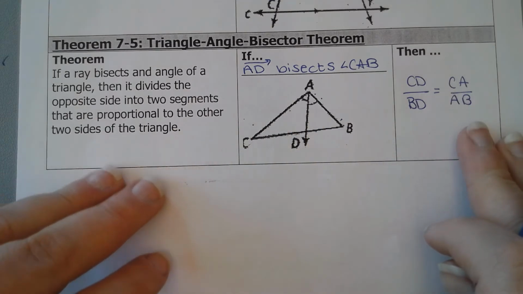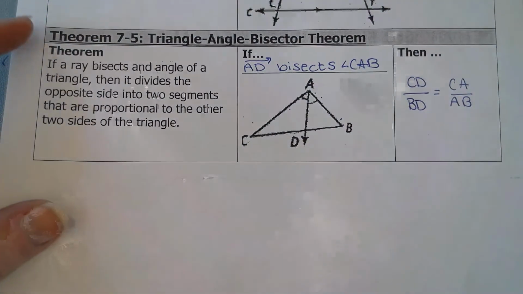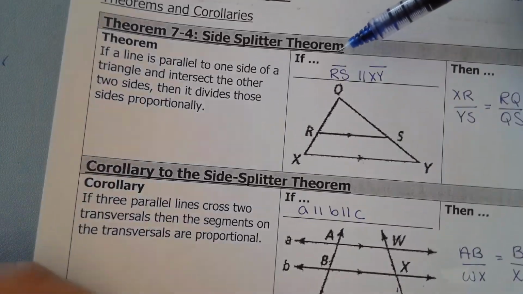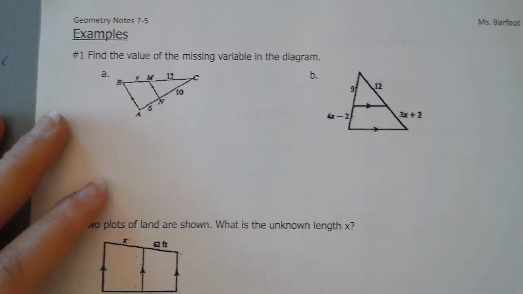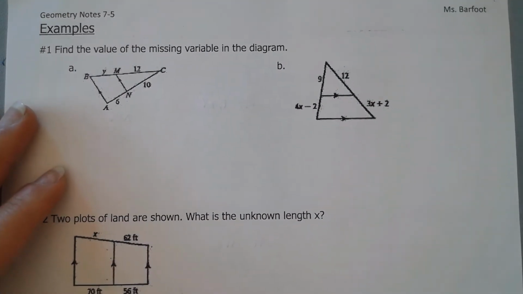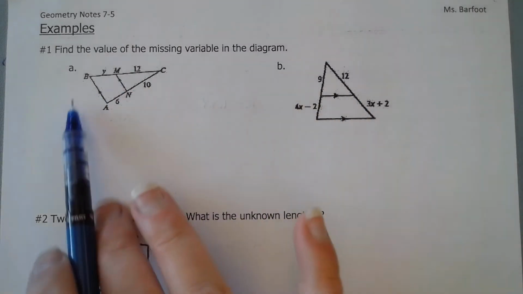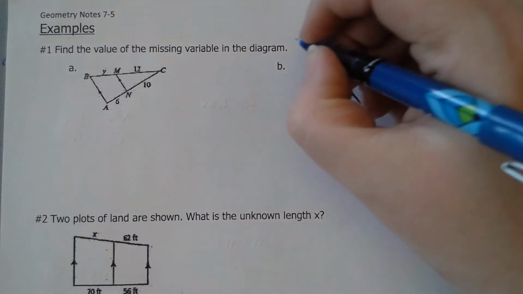So all of these are utilizing previous theorems we have talked about by either bisecting an angle or cutting the sides up. We're going to talk about how to build those proportions now. Starting off with question 1, find the missing variable. So on both of these questions, this is the side splitter theorem, so this is theorem 7.4.